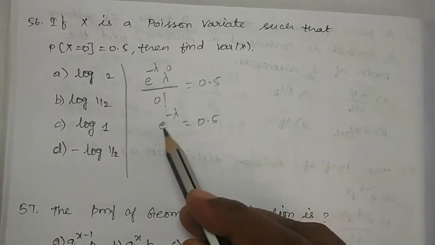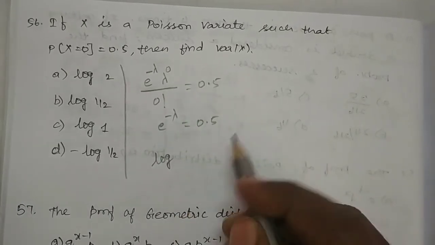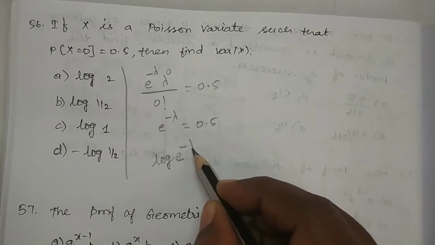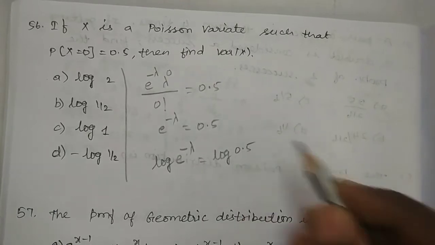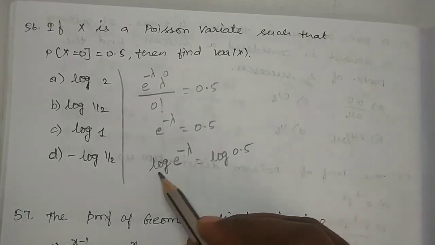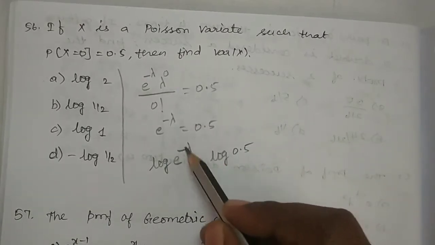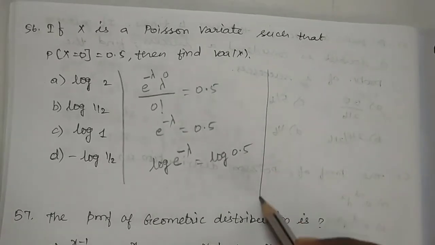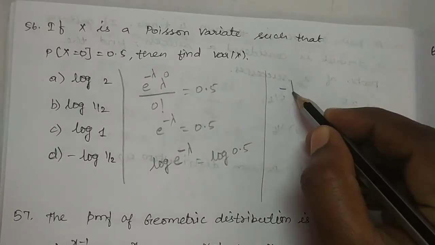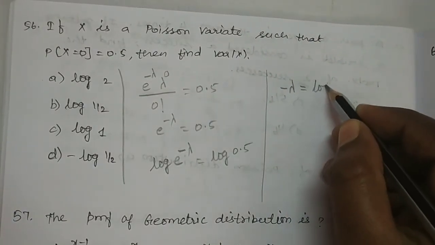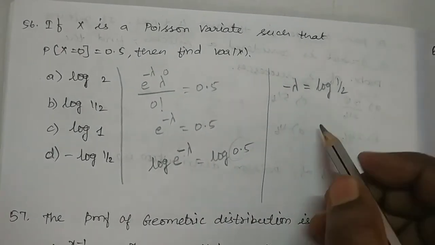So here it is e power minus lambda. So let me take logarithm on both sides. Log e power minus lambda equal to log of 0.5. Then log term and e power term will get cancelled. So we can write minus lambda equal to log of, then the 0.5 can be written as 1 by 2.